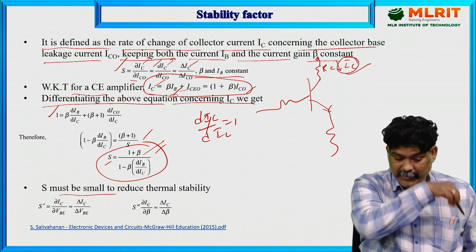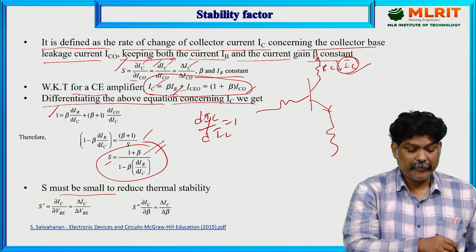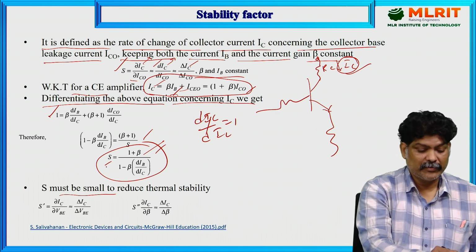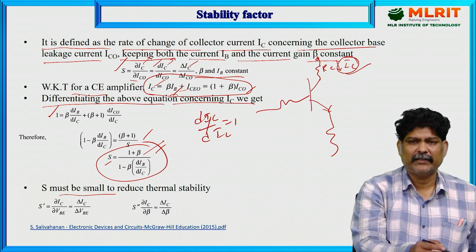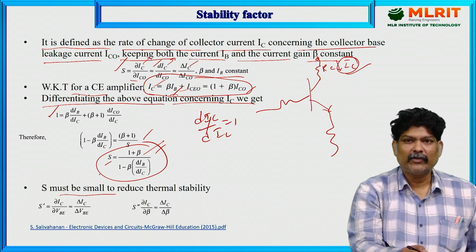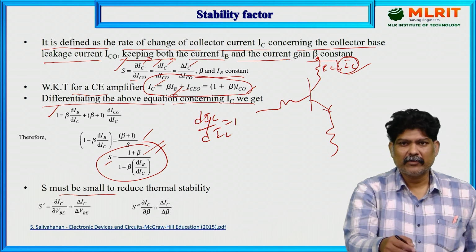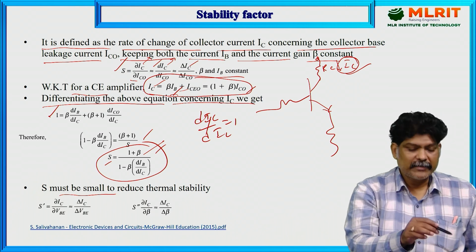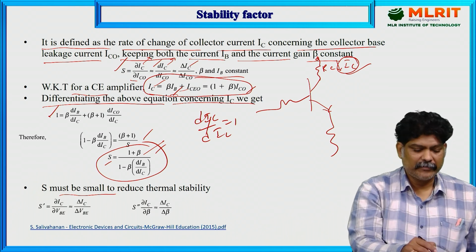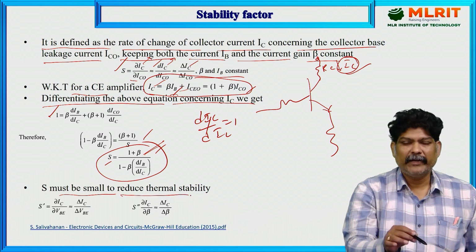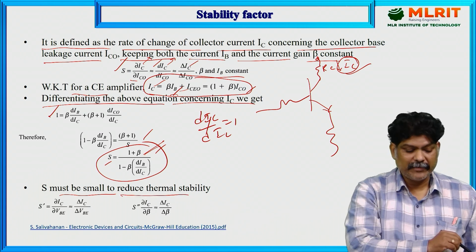In order to maintain a proper thermal operating point, if the beta value changes, the S value also changes, and also dIB by dIC. So it depends on the base current as well as the beta value. So S must be stable, or very small compared to these values, in order to maintain thermal stability.